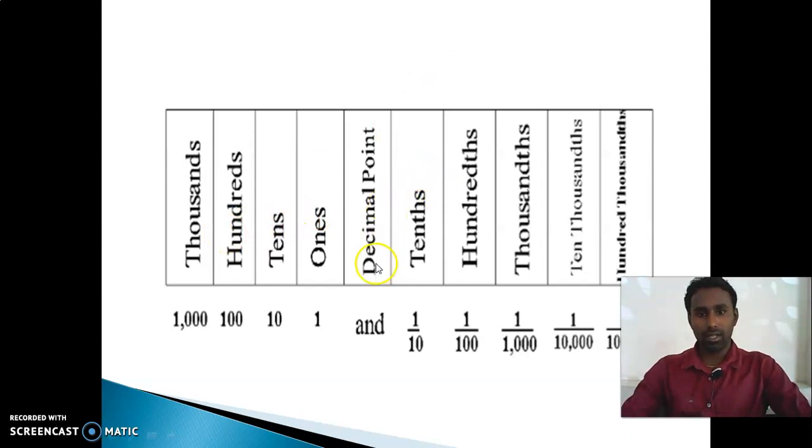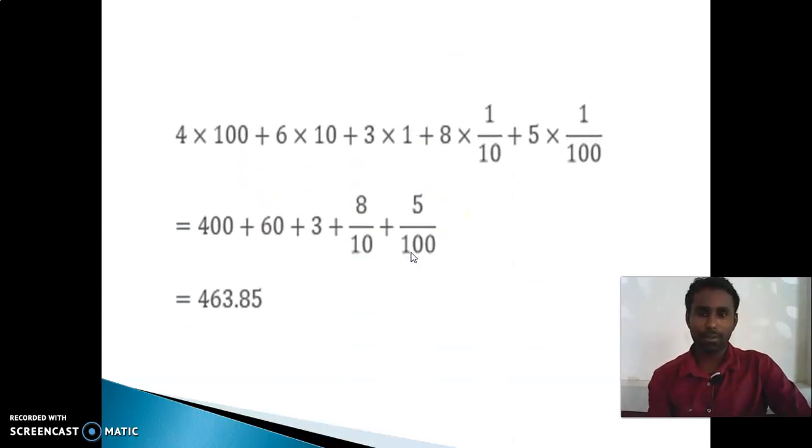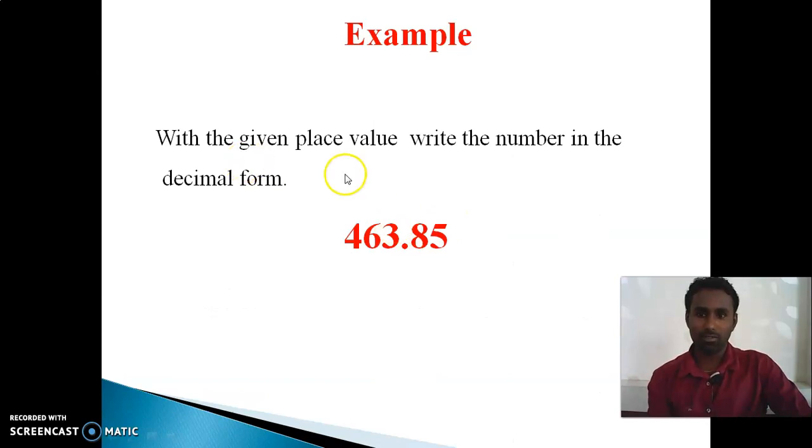So in terms of letters, we can read tens, hundreds, thousand, 10,000 and 1 lakh. Okay, this kind of thing we can read. See here, an example: with the given place value, write the number in decimal form. Here they gave one number, so how can we write it in terms of the place chart? See here, decimal form.